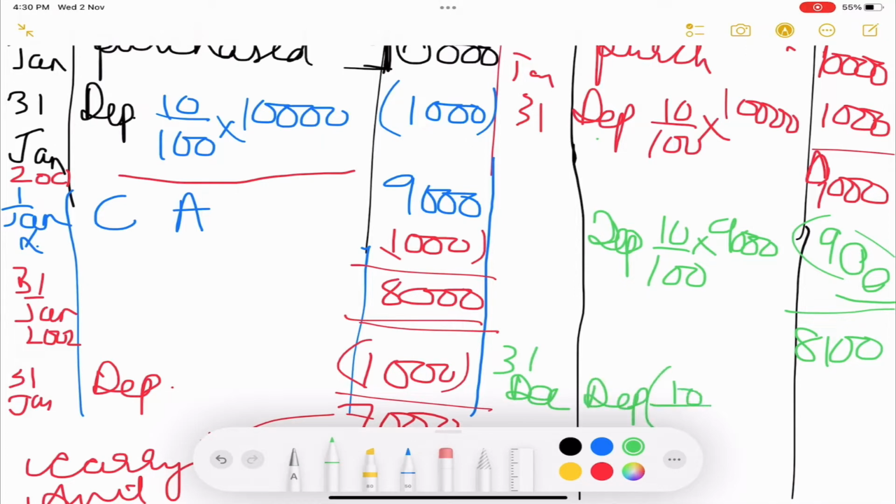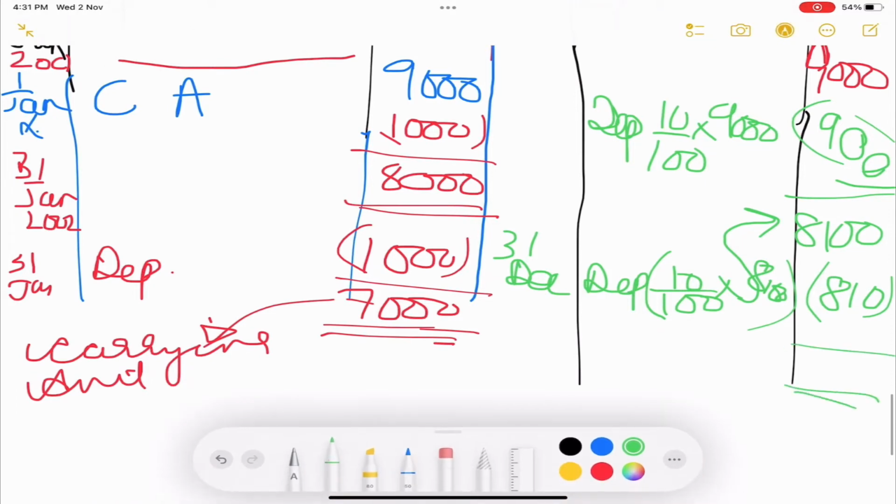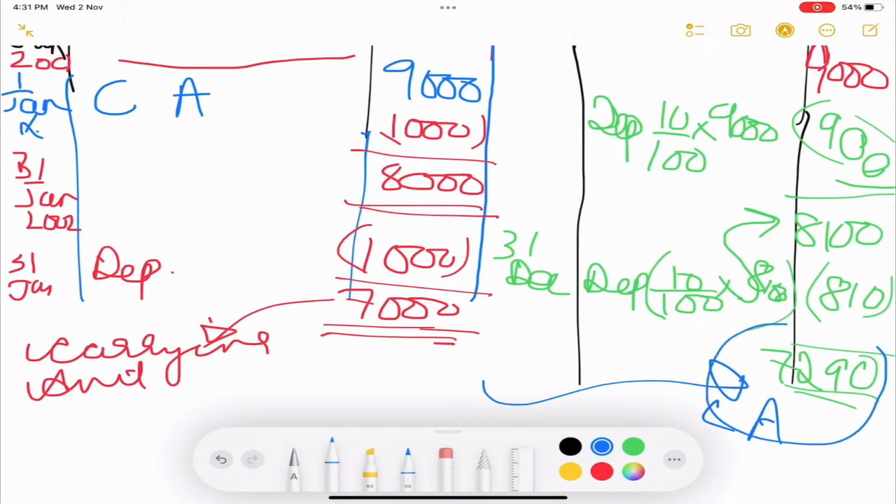And depreciation would be 10% on the carrying amount. Right, 8,100 is the carrying amount now. So 10% of 8,100 is 810, we will minus that. So you are understanding the difference between straight line method and written down value method. It keeps changing every year. The depreciation value keeps changing every year. So 7,290 is the carrying amount.